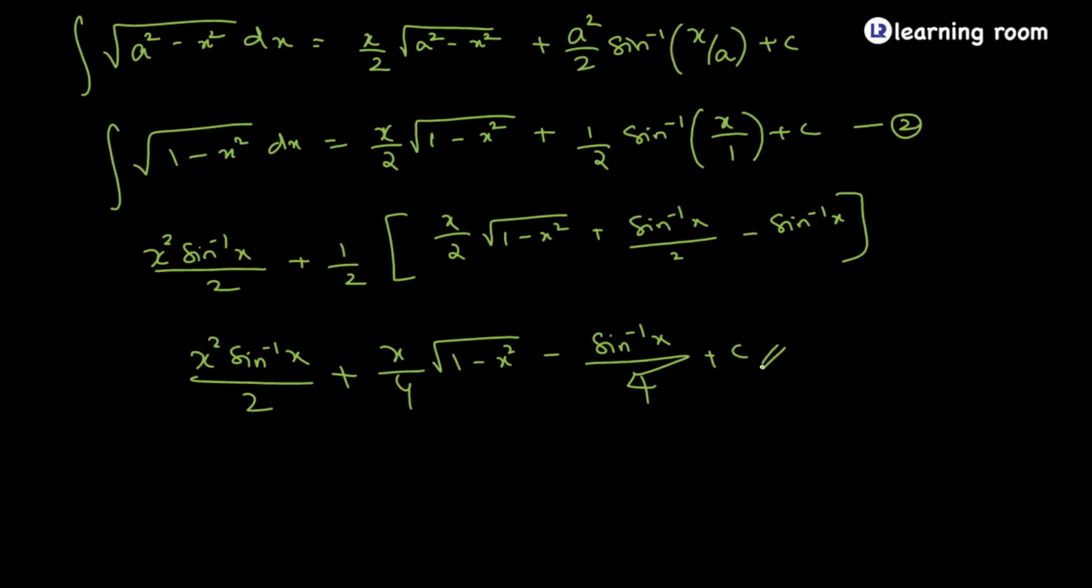Am I clear with this? Remember, this formula itself is derived using by parts, or you can put x equal to sine theta and then solve it. Because you're able to see the sine inverse, right? Sine inverse itself is coming because you put x equal to a sine theta and then proceed. Are you able to understand this? So that's the idea.